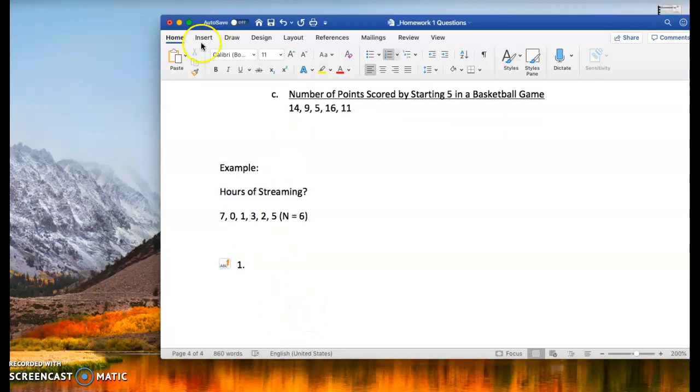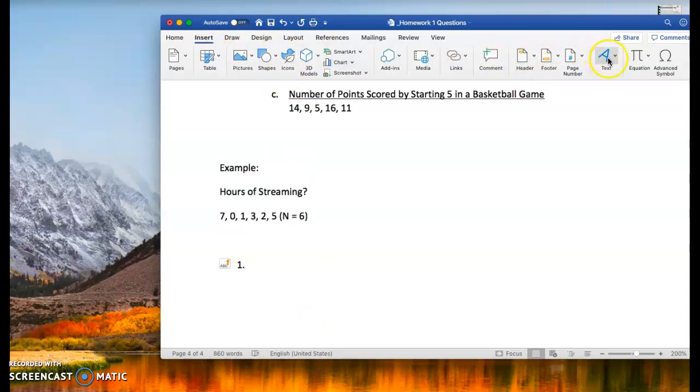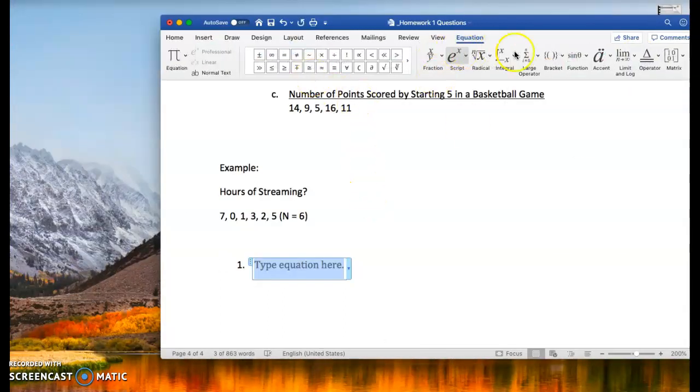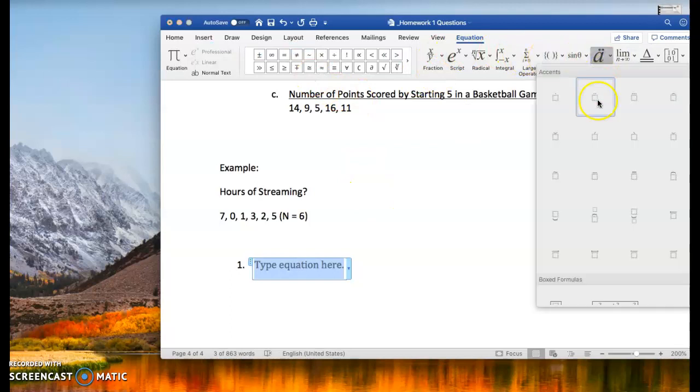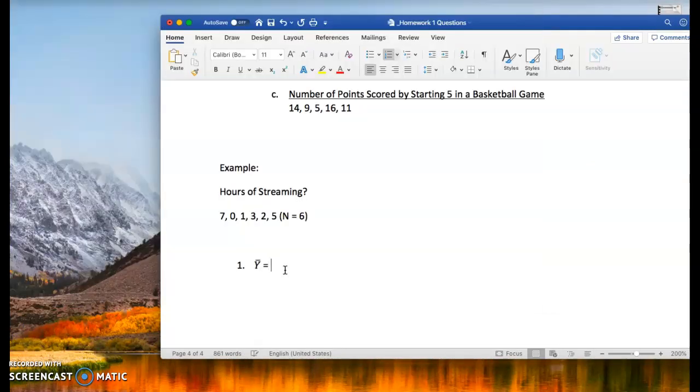The mean is also known as and symbolized by Y bar. Our textbook uses Y bar. Other textbooks use X bar. So if you ever do see X bar, just know that it does mean the same thing as Y bar. So let's go ahead and find Y bar, the mean.